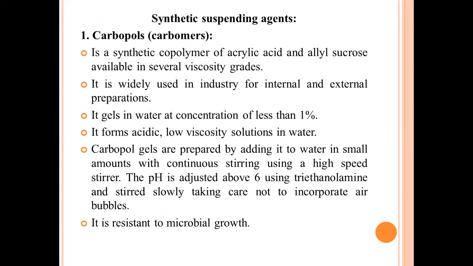Then the next type of suspending agent is synthetic suspending agent. Synthetic suspending agent means carbopol. Carbopols are basically the copolymers of acrylic acid and allyl sucrose, which are available in different viscosity grades. It gels in water at concentration of less than 1%. So basically carbopols are used as viscosity modifier, or we can say viscosity enhancing agent, because at less than 1% concentration, if we add it in water, it forms a gel.